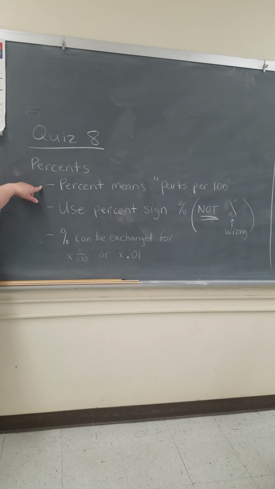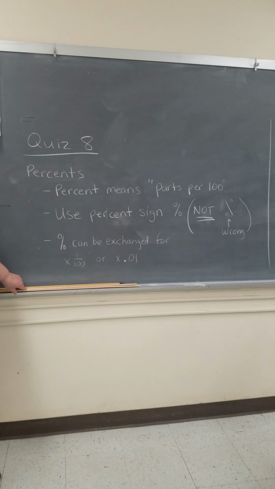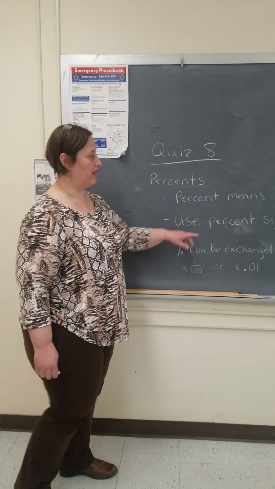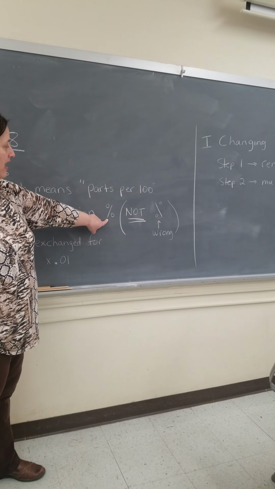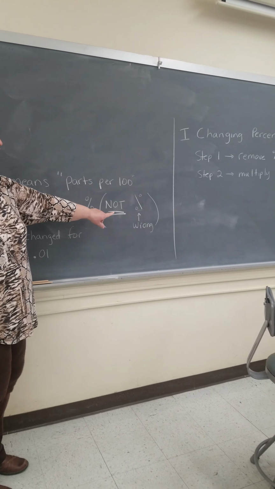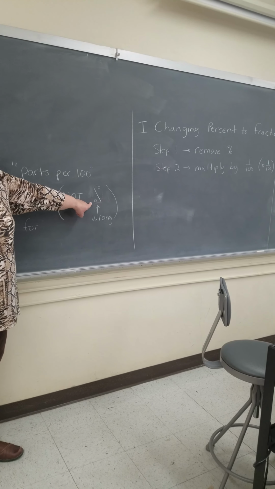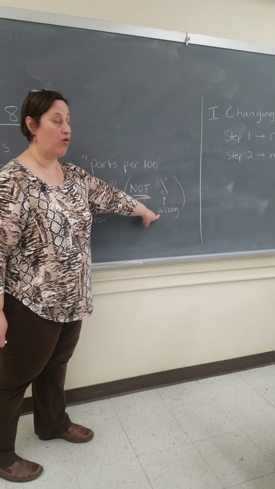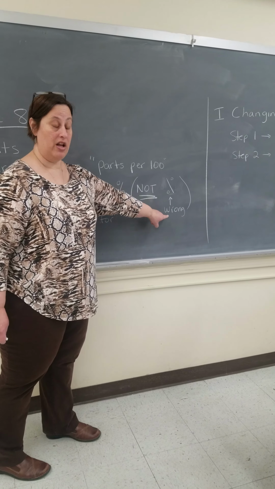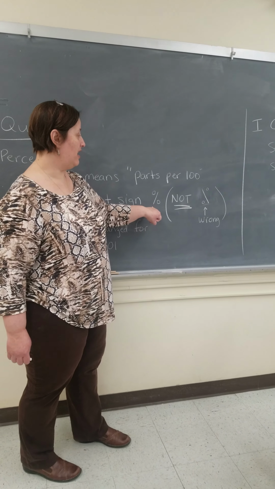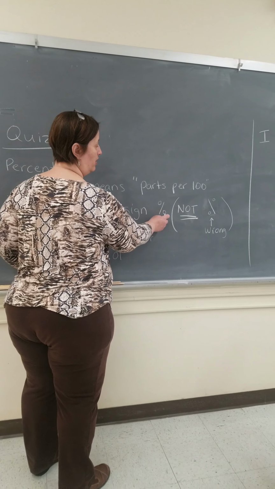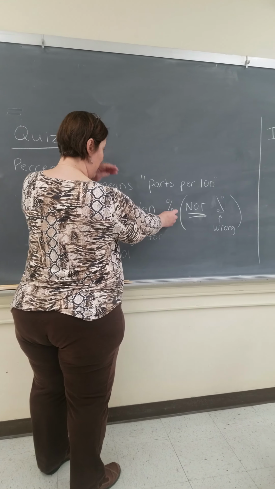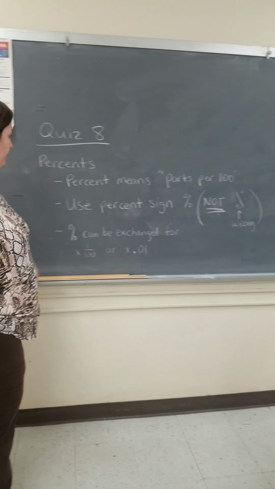Percents, the word means parts per 100. And we're going to use a percent sign to indicate that parts per 100. This is what the percent sign looks like. Please do not draw a percent sign that looks like this. This is backwards. If you draw a percent sign that looks like this, it is wrong, and I'm going to mark it wrong. So make sure that your percent sign looks like this with your 2 circles, starting on the upper left-hand side and going down to the lower right-hand side with the slash.